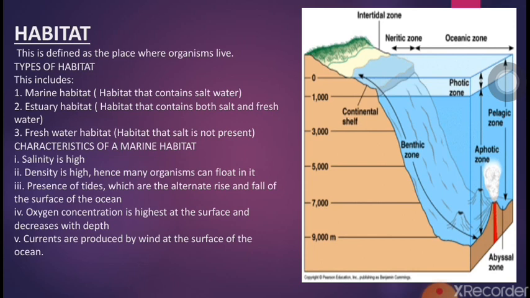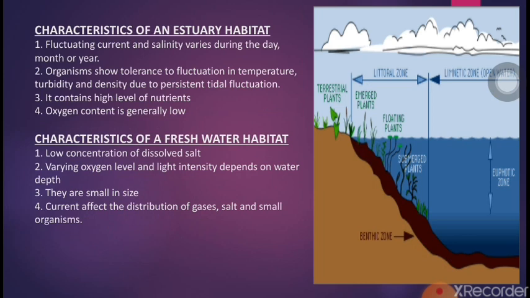Then we look at the characteristics of the marine habitat. Salinity is high, density is high, there is presence of tides, and the concentration of oxygen is highest at the surface and decreases with depth. Currents are produced by wind at the surface of the ocean. Then as well, pressure increases as you go down the ocean itself.